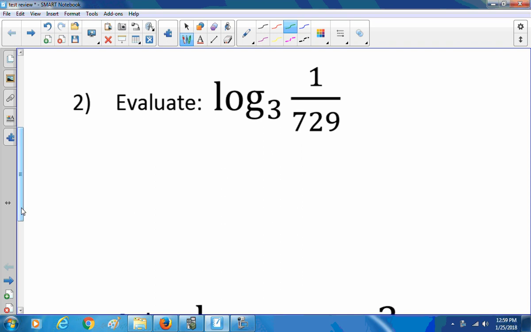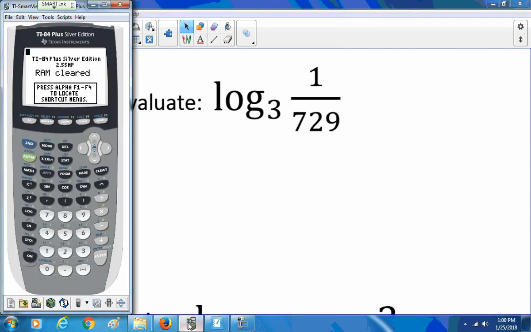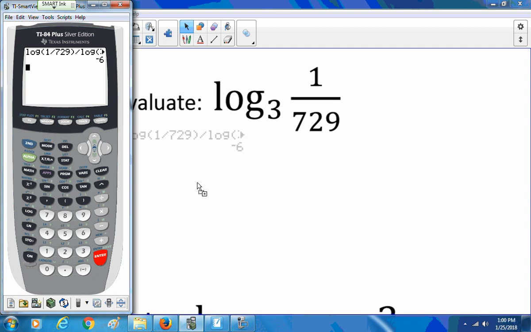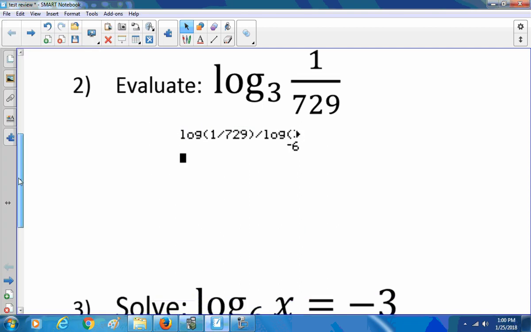Number 2, evaluate. When I ask you to evaluate, we talked about this a lot in class. Essentially, that just means I want to know what that is. So we're going to evaluate it in our calculator. Remember, you do log of 1 divided by 729 divided by log of 3. Remember, there is a log base button in the calculator, but we don't use it because you need to know that these two are the same for your tests. And there you go. Your answer is -6.